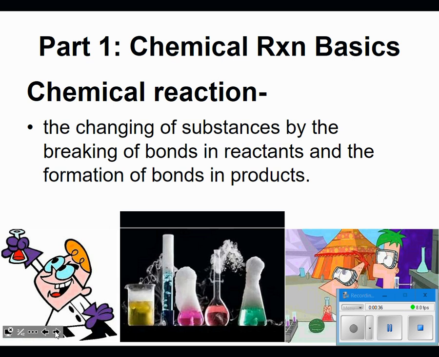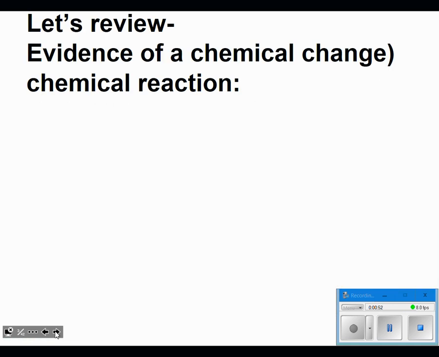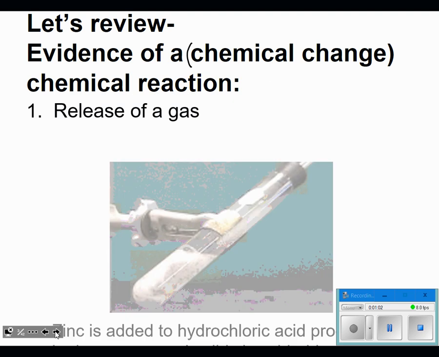Now, reactants and products are vocabulary words that we'll use in this unit, and we'll talk about those in just a little bit. But really, a chemical reaction, if you remember, is a lot like a chemical change. So let's review what a chemical change is. Evidence of a chemical reaction or chemical change would include, first, the release of a gas.